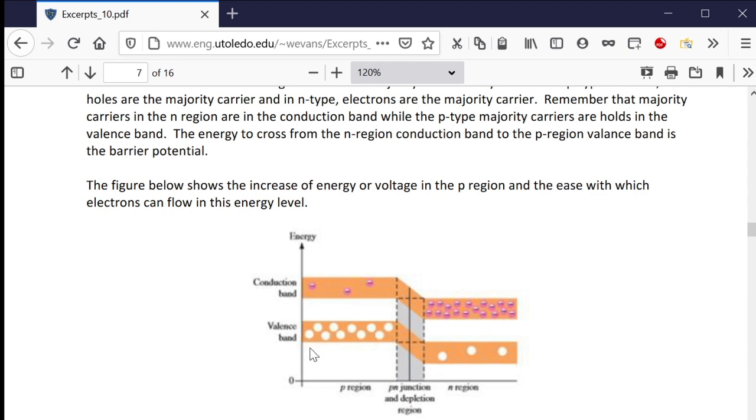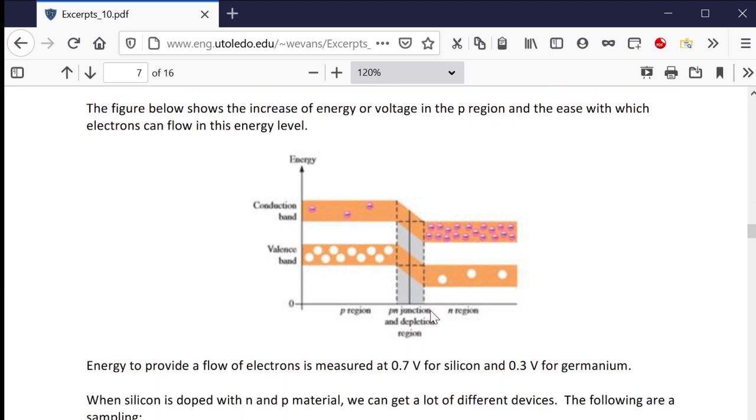So you have this energy in the Y direction, and this picture is a slice of where the P and N regions are, and here's the barrier. So you have to, as they call it, climb the electron hill to go from here to here to conduct. This can be measured.